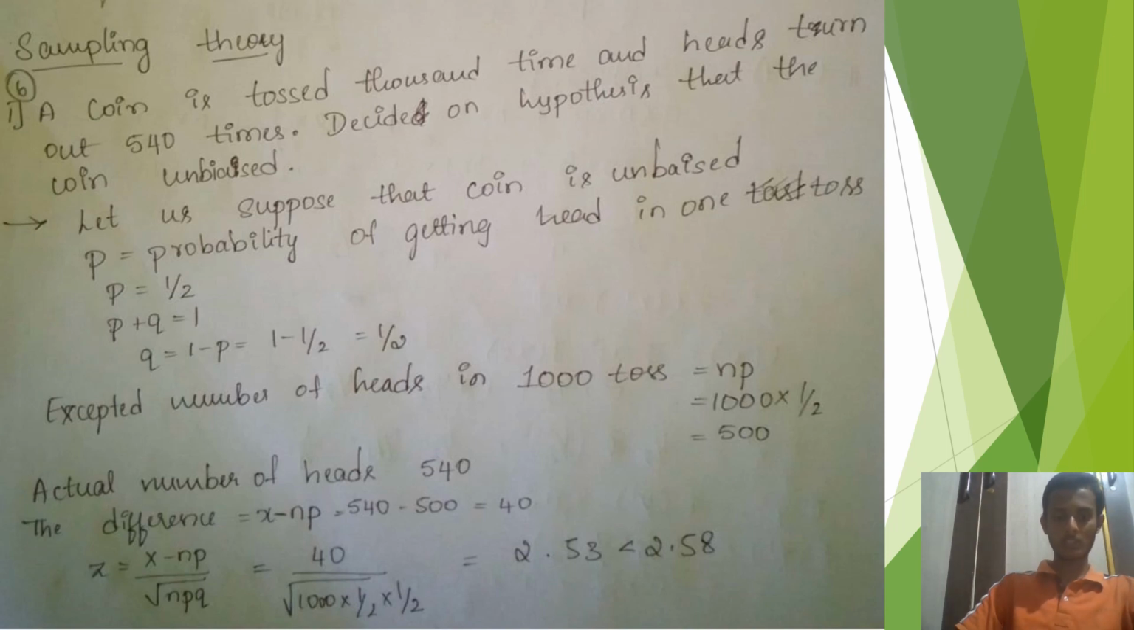Z is equal to X minus np by root of n into p into q, which is 40 by root of 1,000 into 1 by 2 into 1 by 2. The result is 2.53. 2.53 is lesser than 2.58.